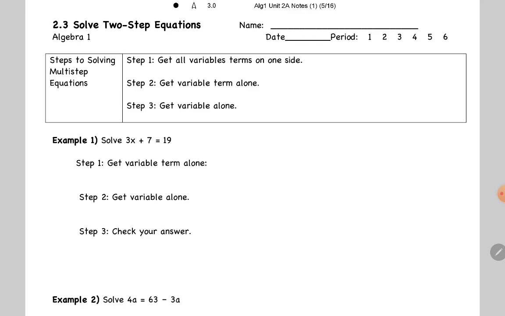Last time we did one-step equations in section 3.2 in that red kayak book. We're going to do two-step equations. But basically, you're still doing the same thing. You want to get all the variables on one side, and then get it alone. Here we go.